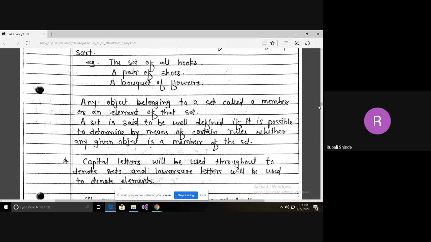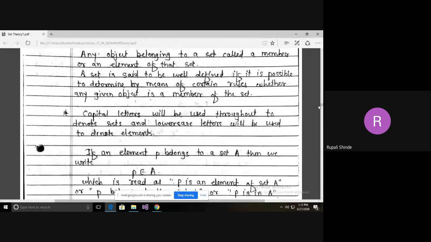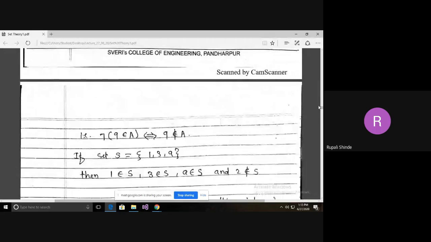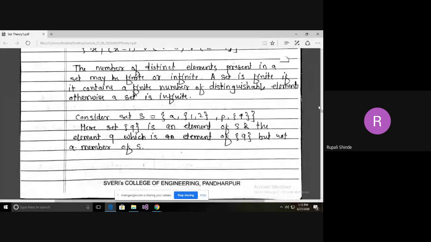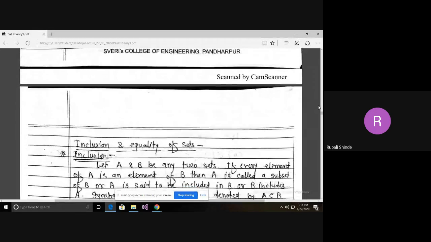Capital letters denote the set and lowercase letters denote the elements of that set. After that we have seen different terminologies. The first definition is for inclusion, or we can say subset.